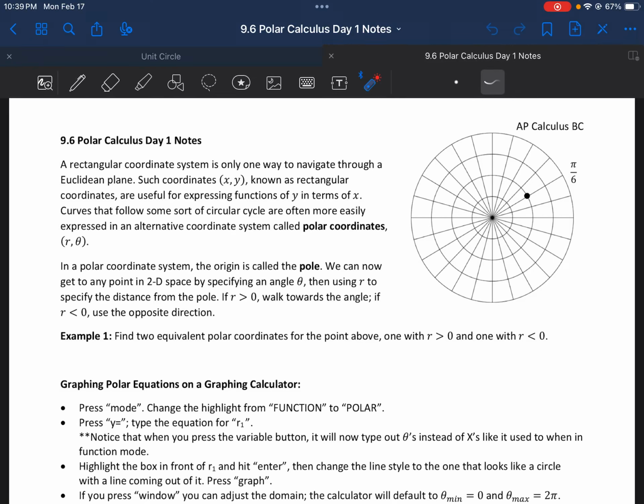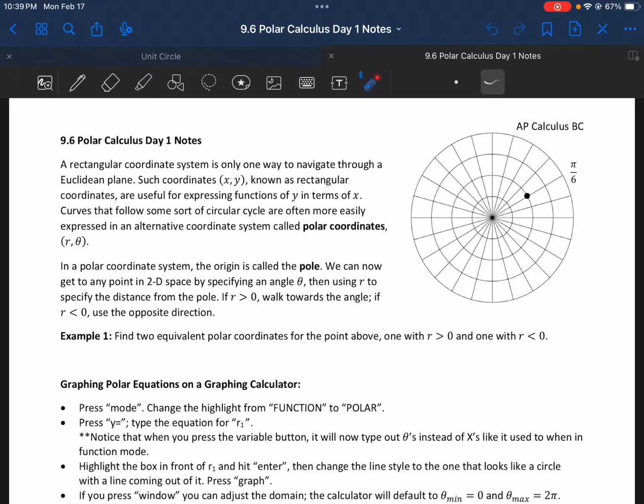In this set of notes, the 9.6 notes, we're going to be starting the polar section of this BC only unit. This should be pretty quick and easy for this set of notes because previously you guys reviewed the different types of polar graphs. If you haven't done that, you need to make sure you do that first. So this should be pretty quick and easy.